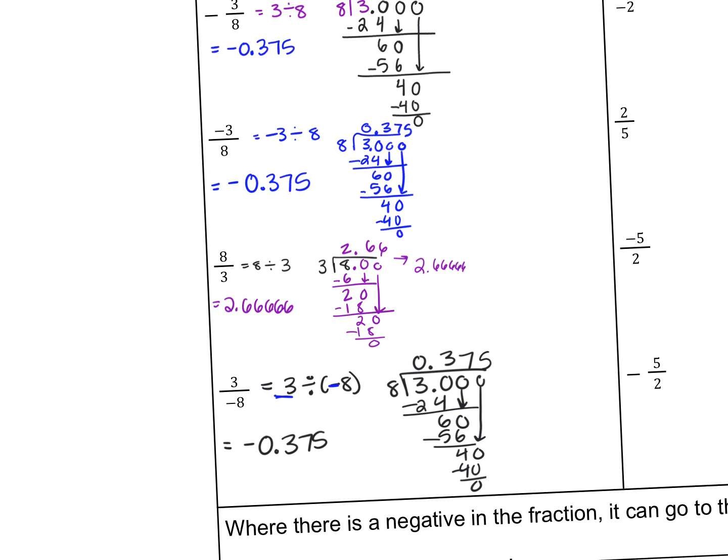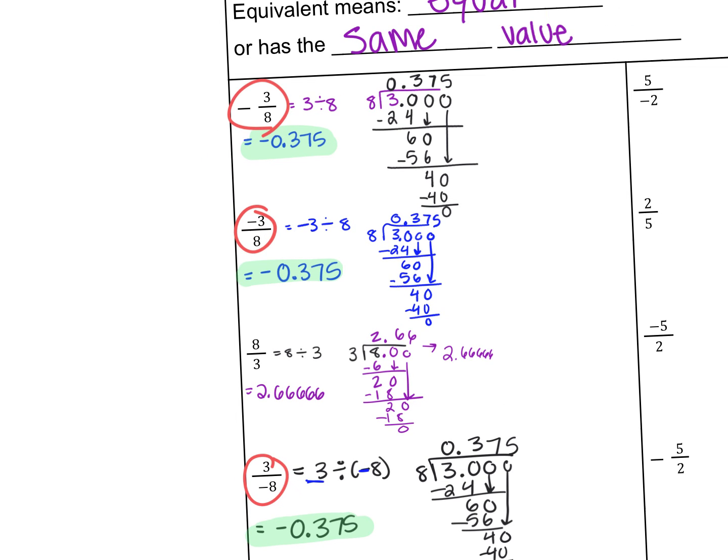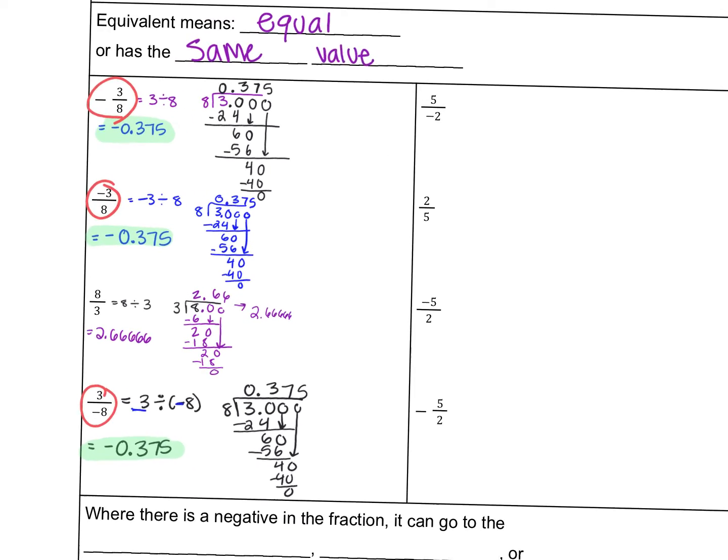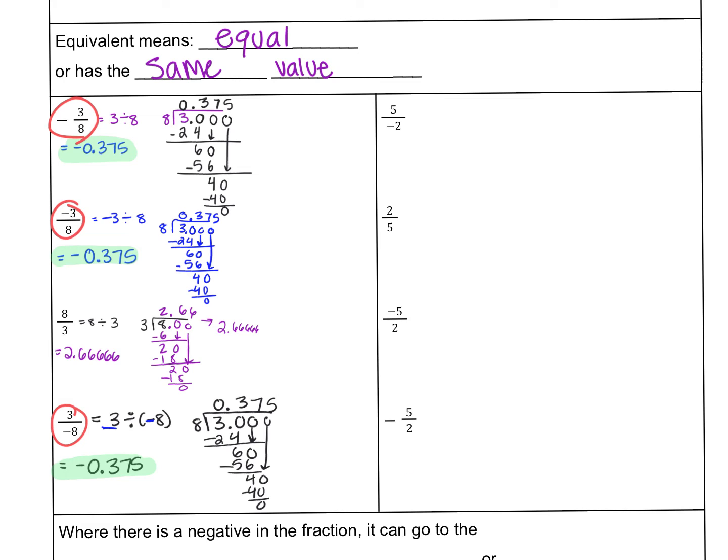So the ones that are equivalent are the ones that had the same values. Right, so when I did the division and they were equal, these 3 were equivalent. There we go. So 3 over negative 8, negative 3 over 8, or negative 3/8 were equivalent. Okay. So on this side, I want you to go through, take a second, try it on your own, and figure out which ones of these are equivalent.